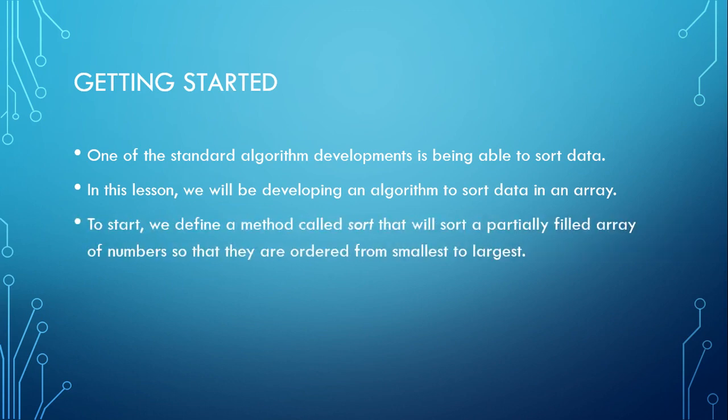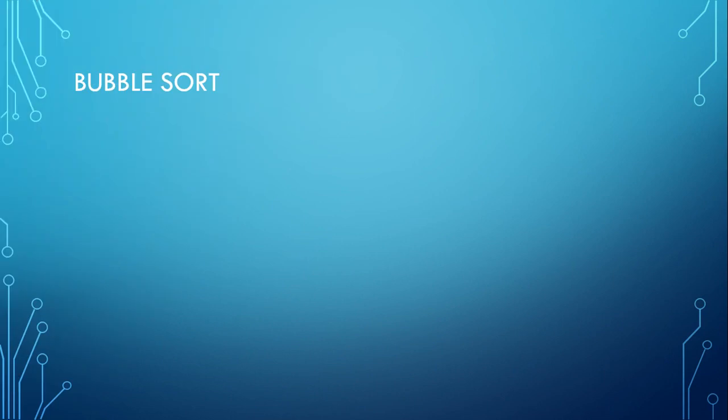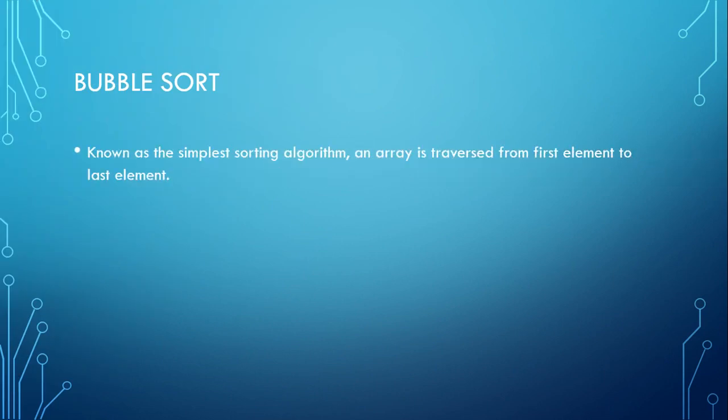So to start, we are going to define a method called sort that will sort a partially filled array of numbers, so there's order from smallest to largest. We're also going to look at a bubble sort, which is a more crude version. It's one of the easier versions, you could say, but it's just another algorithm. All right, and as I mentioned, we're going to look at the bubble sort and the selection sort. So let's start first with the bubble sort.